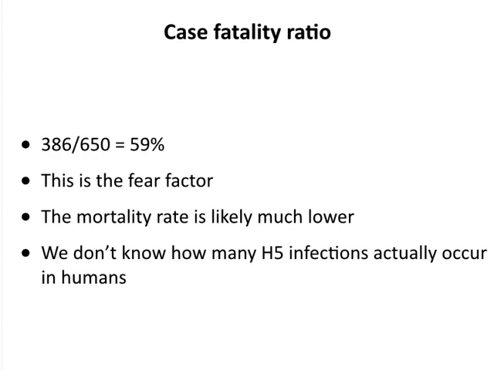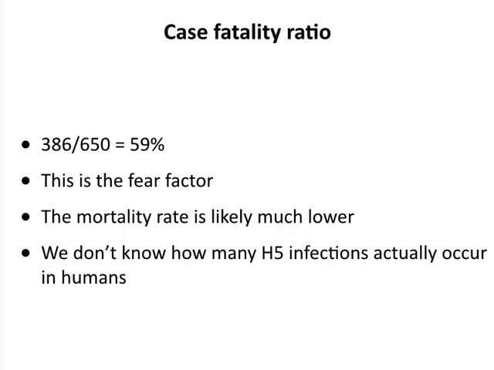So let's calculate the case fatality ratio for this virus. That means the number of deaths divided by the number of confirmed cases. And confirmed means by WHO criteria, which I just showed you on the previous slide. That's the case fatality ratio, 59%. This is why many people are afraid of this virus, because it kills 60% of the people who are confirmed to have H5N1 influenza.